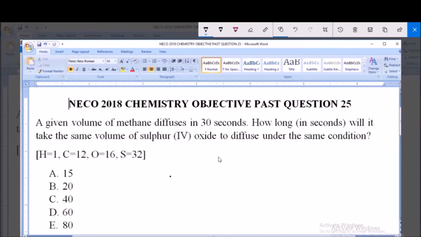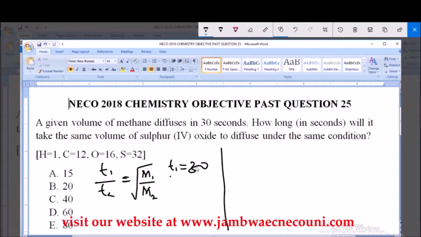Now, from Graham's law of diffusion, we have that T1 over T2 is equal to the square root of M1 over M2. Here, T1 is the time taken for the methane gas to diffuse, and that is 30 seconds. Then T2 is what we are looking for, that is the time taken for the sulfur IV oxide to diffuse.